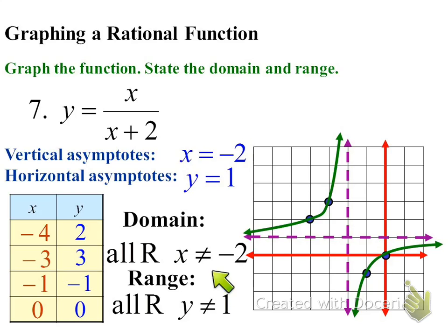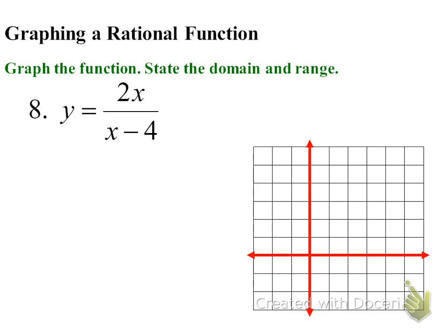So remember, domain and range it's basically the same as where your asymptotes are. That's where your domain cannot be and your range cannot be. Questions on the domain and range part? All right. Here's the next one.